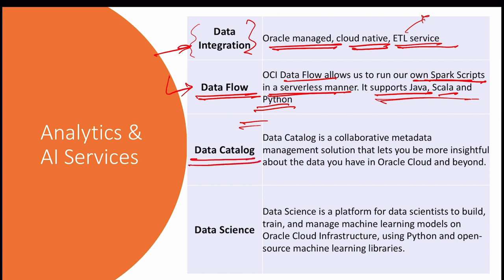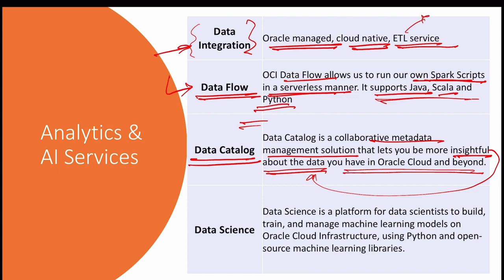Next we have data catalog. Whenever you see the term harvesting of metadata, that is a useful term I'm telling you to remember, and which service it belongs to. So data catalog is a collaborative metadata management solution that lets you be more insightful about the data you have in Oracle Cloud and beyond. Insightful about the data is metadata.